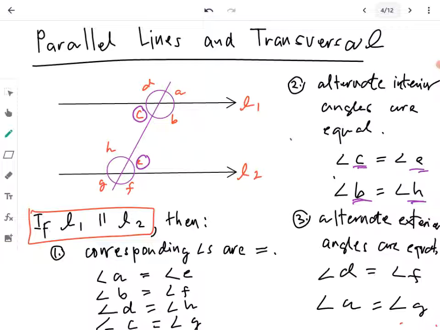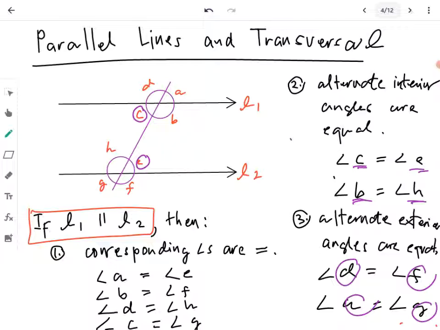Then number 3, alternate exterior angles are equal. It's the same as alternate interior, except that the angles are outside the parallel lines. For example, in this figure we have angle D and angle F, then angle A and angle G. So those are the first three.